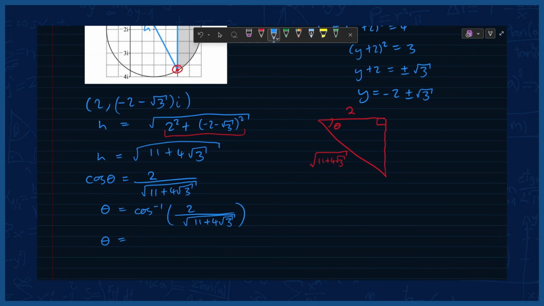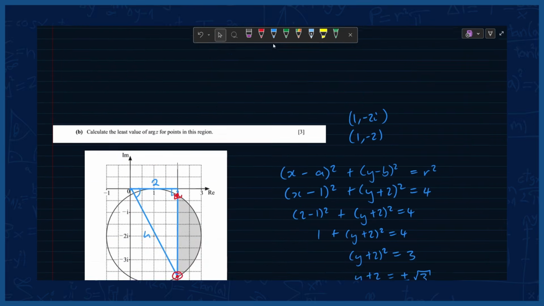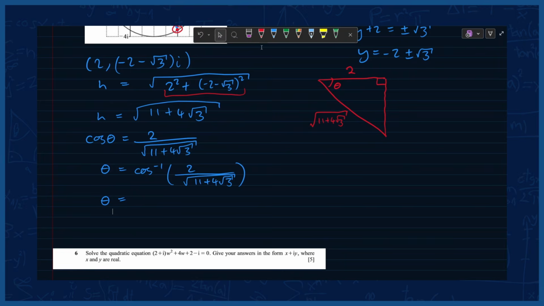And I'm just going to put my calculator in degrees. Here they didn't specify degrees or radians, so it's fine if you give your answer in degrees or in radians since they didn't specify, but I'll give it in degrees. I get 61.8 degrees, so I'll conclude that therefore the least value of arg z is 61.8 degrees, and that's our final answer.